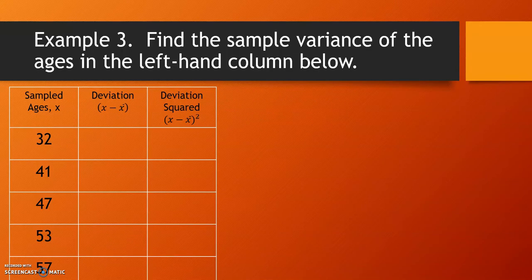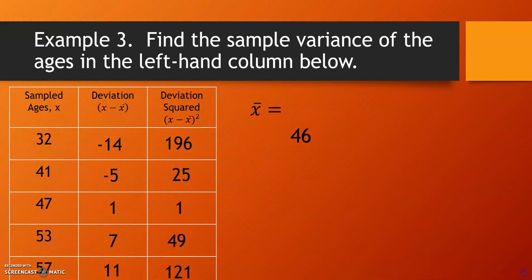Example 3, find the sample variance of the ages in the left-hand column below. So we have the ages of 32, 41, 47, 53, and 57. Before we can find the deviation, we need to find the mean. The mean is 46. Go ahead and pause the video and compute the deviations. -14, -5, 1, 7, 11. Go ahead and square the deviations. 196, 25, 1, 49, 121.